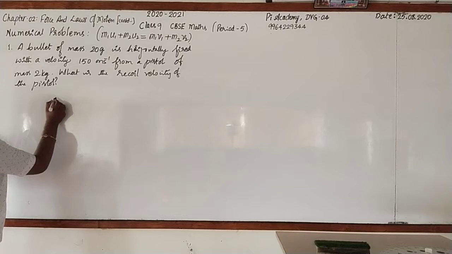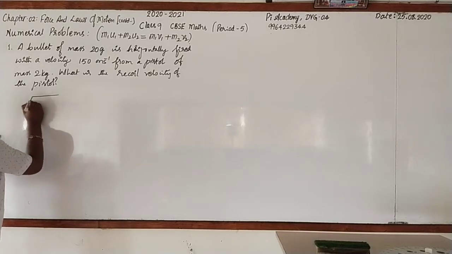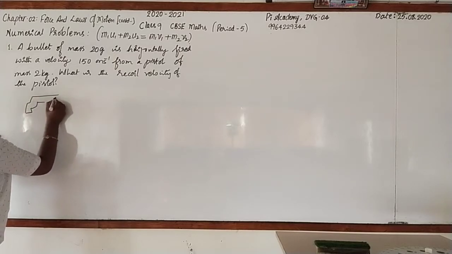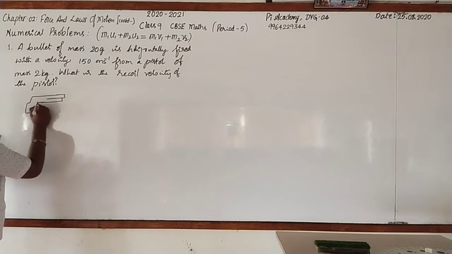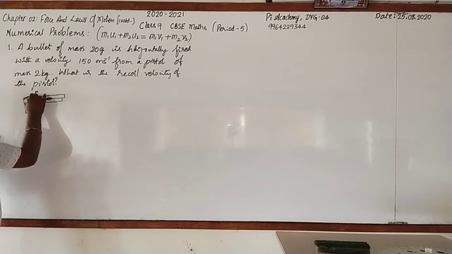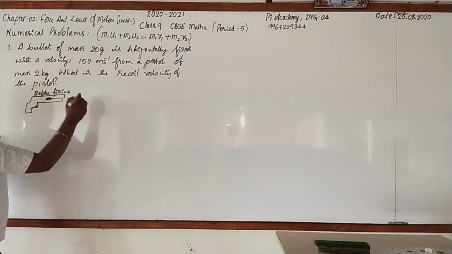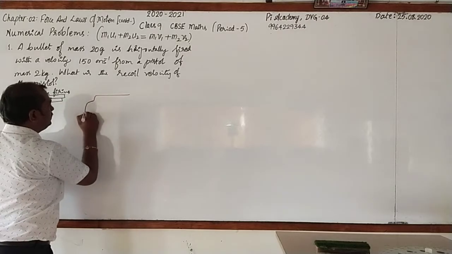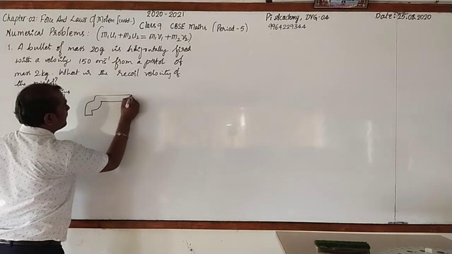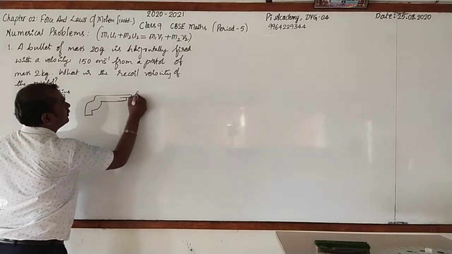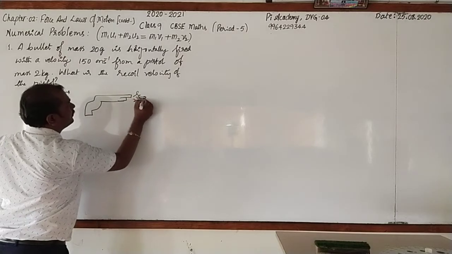Just I'll go for drawing only to make you understand this statement. See that here is the pistol and this is the trigger and here is the bullet. This is before firing. And again here I am taking, then a bullet is fired from the gun.